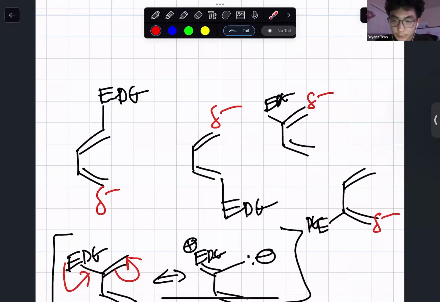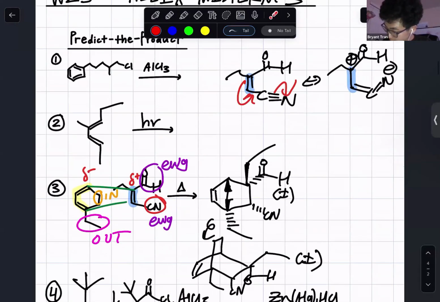Yes, we give preference to the stronger EWG because the stronger EWG would withdraw that double bond more strongly than the weaker EWG. Yes, question number 3 is right here.